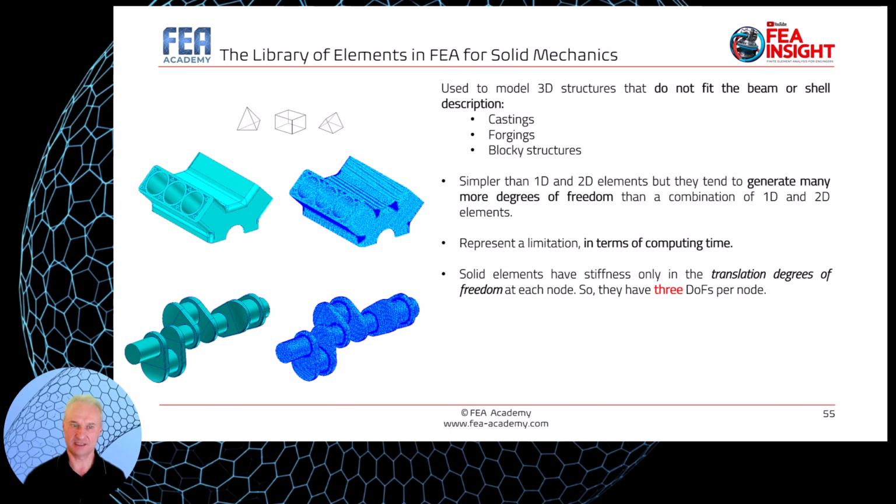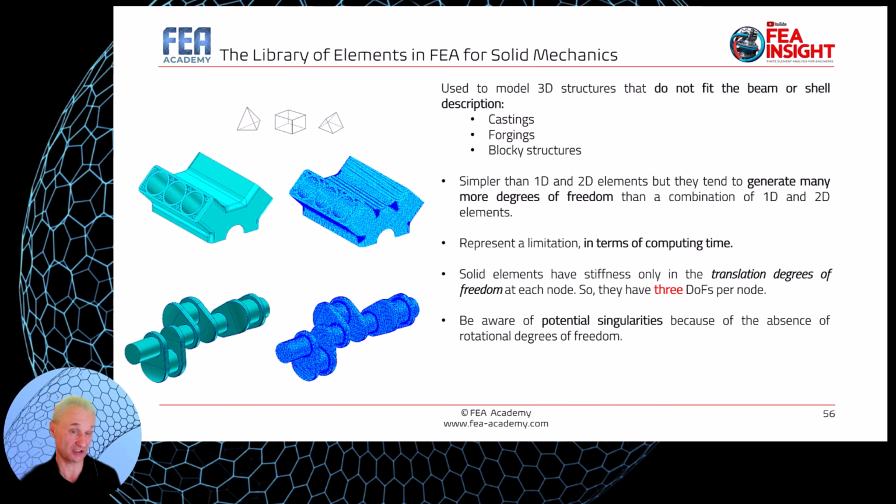Solid elements have stiffness only in the translational degrees of freedom at each node. So they have 3 degrees of freedom per node. But you are going to create a lot of degrees of freedom when you mesh a structure with 3D elements. Be aware also of potential singularity due to the absence of the rotational degrees of freedom. So it means that you're going to have limitations in applying moments and fixtures in rotation with 3D models. You have to keep that in mind.